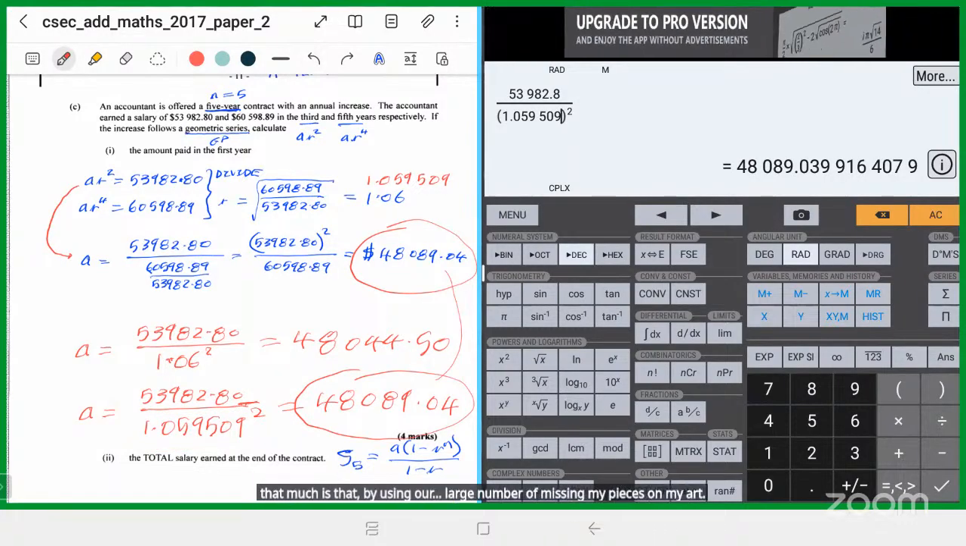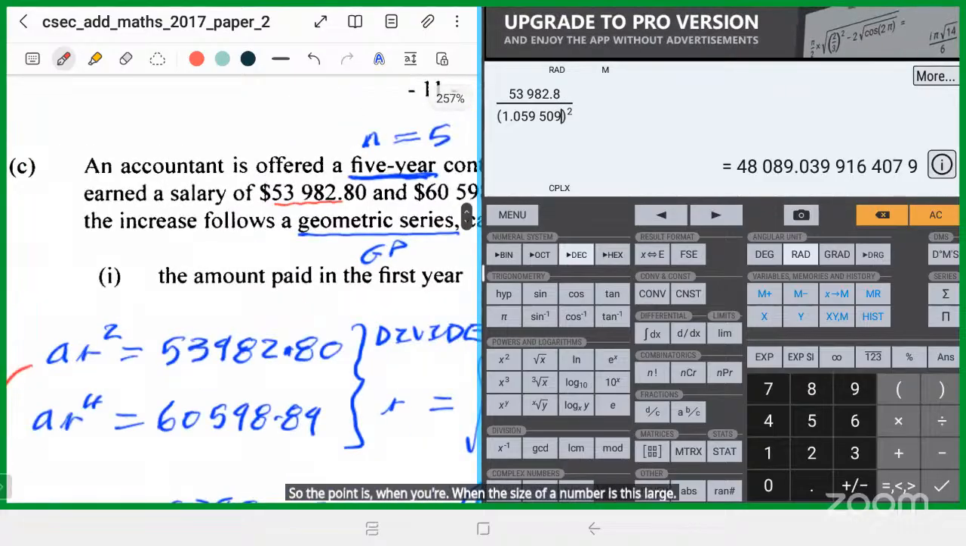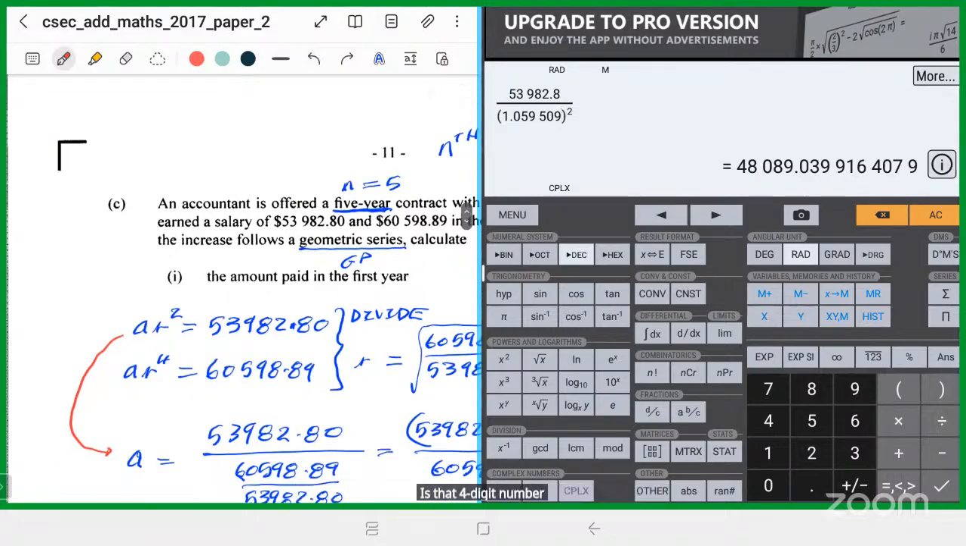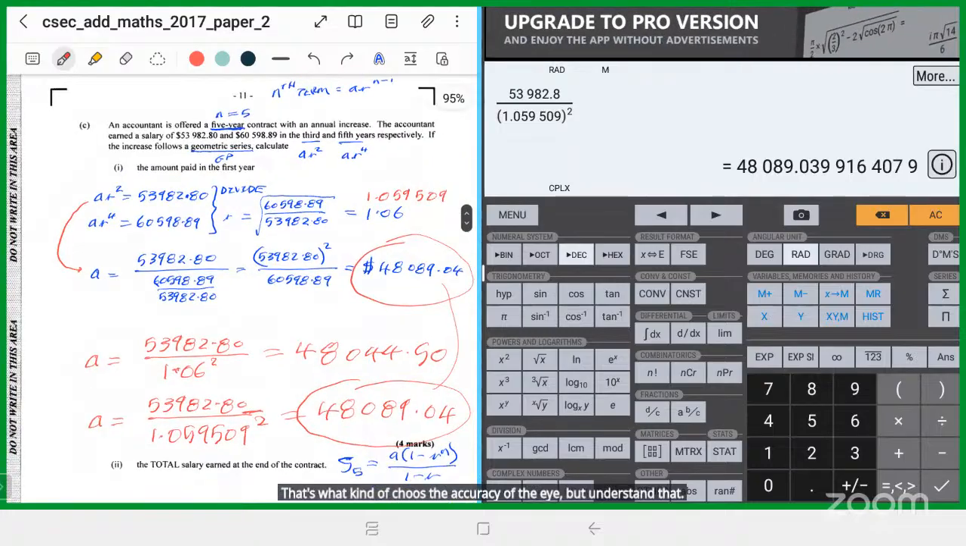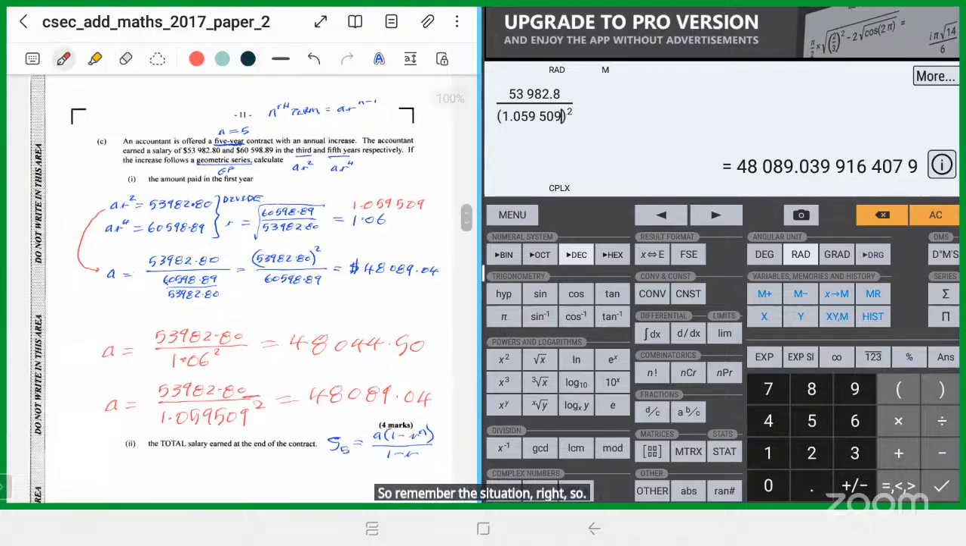by using a larger number of decimal places on my r. So the point is, when the size of a number is this large, say 5-digit numbers, you want 5 to 6 decimal places on your r for accuracy. If it's a 2-digit number, then 2 decimal places on the r is good. For a 3-digit number, then 3 decimal places on the r. That's how you choose the accuracy of your r, for the accuracy of your final result. Understand that, guys? I just used this to show you what the difference would be. Yes, sir. Alright. So remember this, right? Prefer to work with this r.